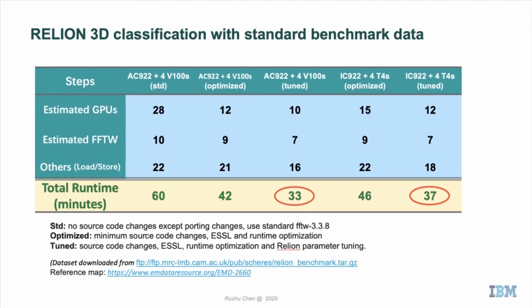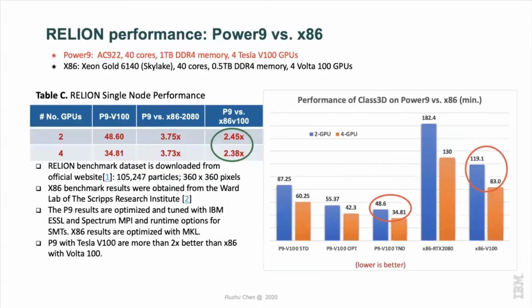So if we compare to the x86 we showed before, it's almost 2.5 times faster than x86 with the same V100 GPUs. So this is the latest update we have for Relion performance.